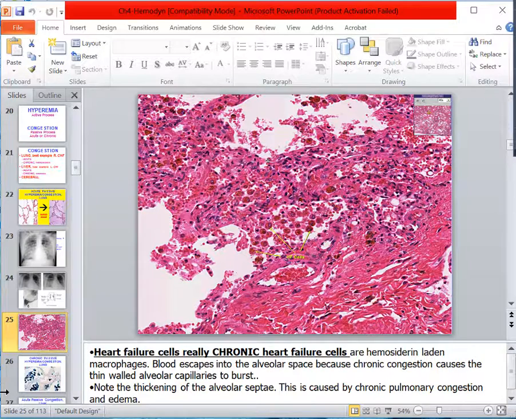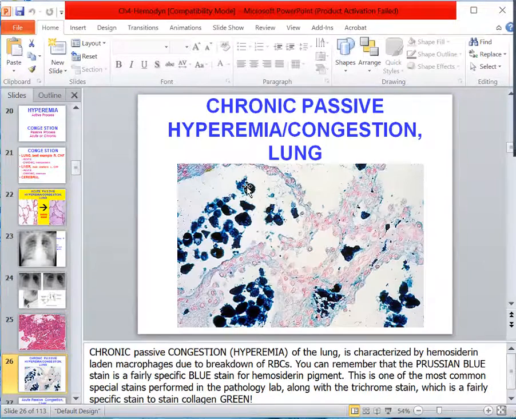Only now they would probably just call them hemosiderin-laden pulmonary macrophages. And you could prove that it's iron or hemosiderin, because hemosiderin contains the iron pigment, and there's a stain that is fairly specific for hemosiderin or the iron in hemosiderin. It's called the Prussian blue stain. And this is just to show you that in this chronically congested lung, you now have pulmonary macrophages. I'm going to show you this thing too. Whoops, next one.